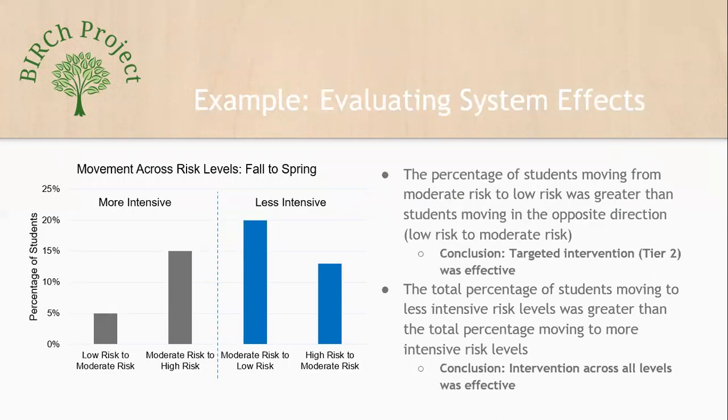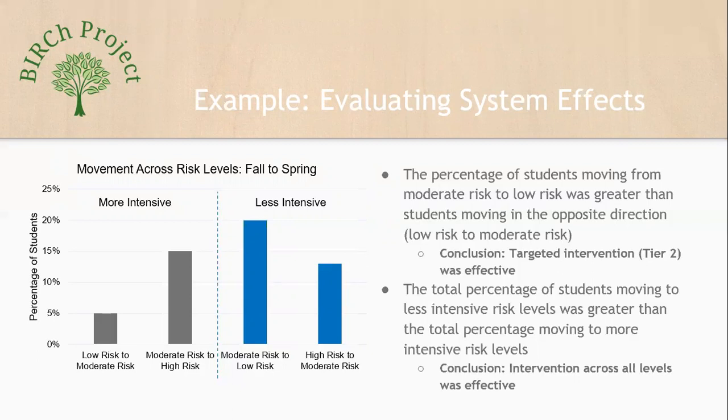In this example, these data indicate the percentages that moved from more intensive tiers to less intensive tiers. So on the left in the gray bars, we have the percentages of students who moved from low risk to moderate risk from fall to spring, and then from moderate risk to high risk from fall to spring. So these are students who do not appear to have their needs met by existing intervention. Their risk is increasing over time.